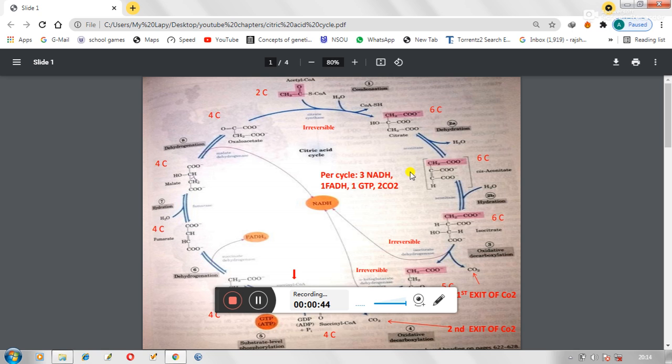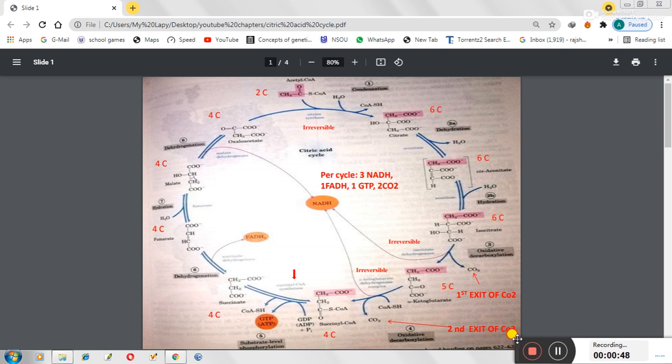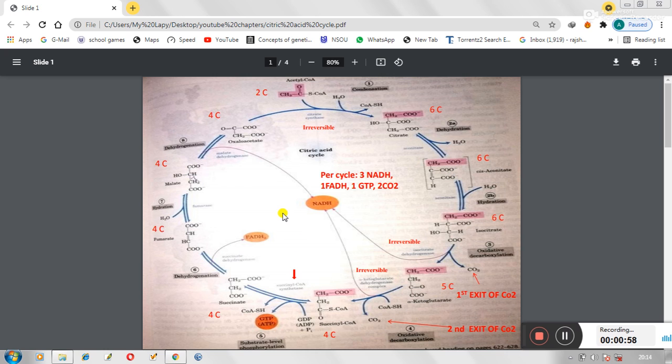Now we will discuss what the cycle actually is and what points you have to remember for competitive exams. So what are the points of concern of this cycle? This is a 9-step cycle, and out of these 9 steps, 3 are irreversible steps, and the rest of the steps are all reversible.